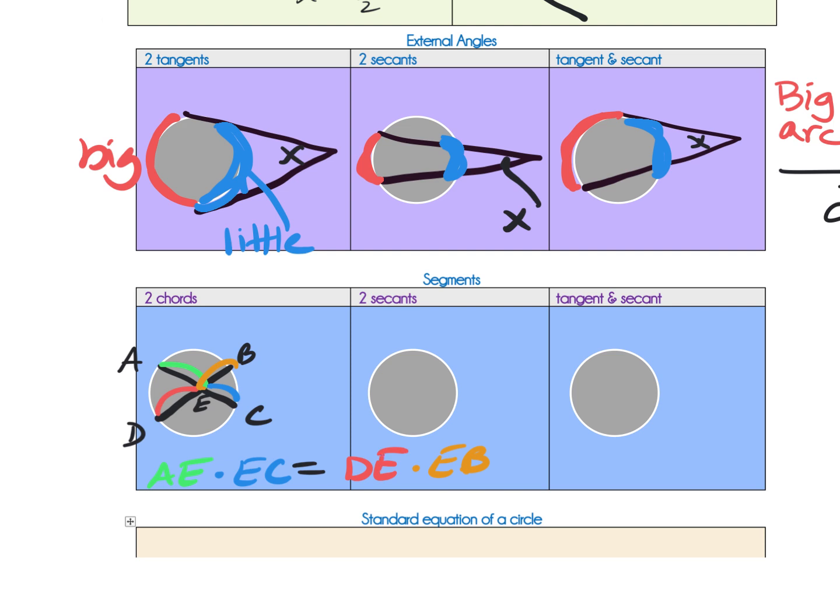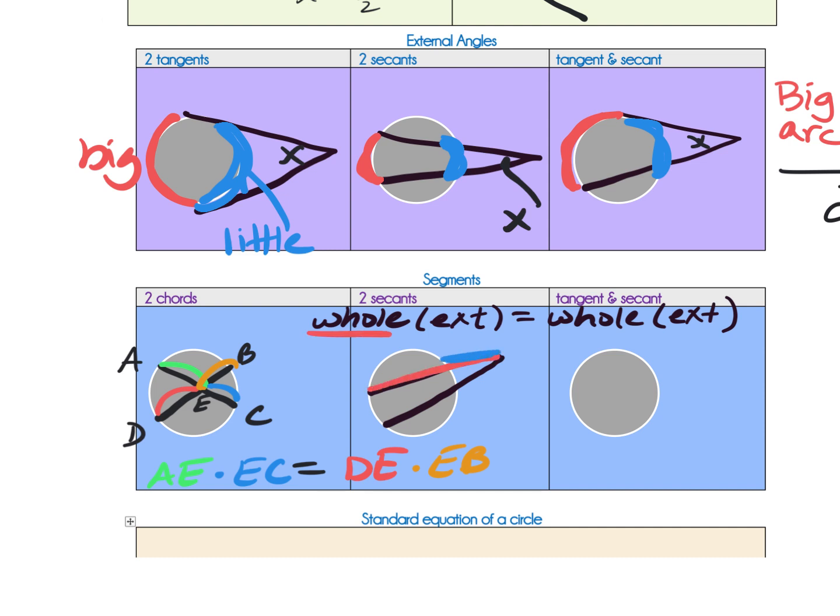So that's 2 chords. When you have 2 secants, so let's say I have 2 secants here. Remember this formula is whole times external equals whole times external. So my whole on that one could be this. The external piece is this piece. And then on the other one, this could be my whole secant. And then its external piece is that little piece outside.